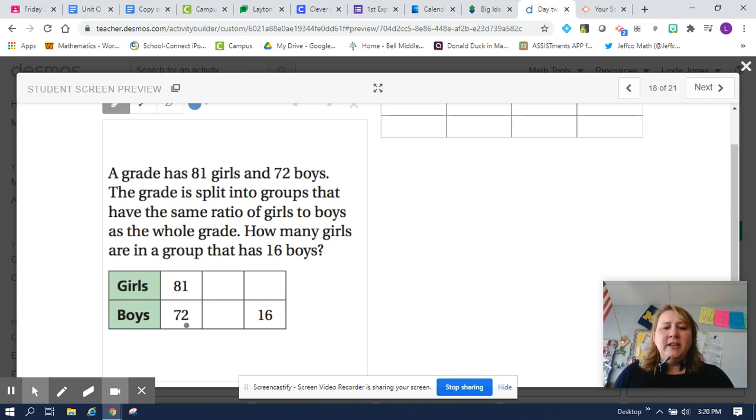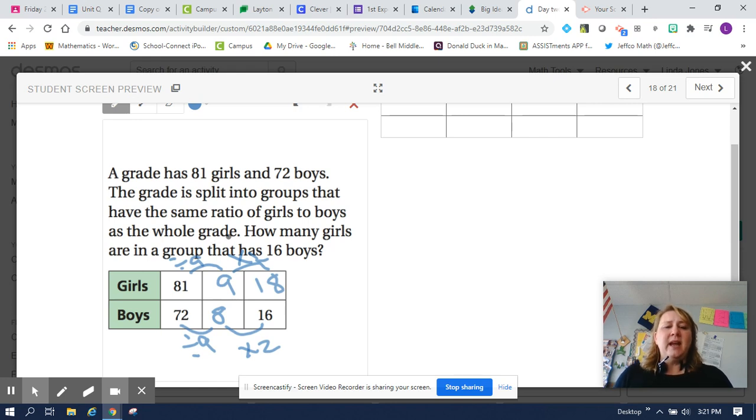72. I know that 9 times 8 is 72, and I know 8 times 2 is 16. So if I can get an 8 in here, then I think I can do it. If I divide the bottom by 9, and I divide the top by 9, of course, because I'm going to do the same thing each time, 81 divided by 9 is 9. Then I multiply by 2, because 8 times 2 is 16. I'm getting to my puzzle.